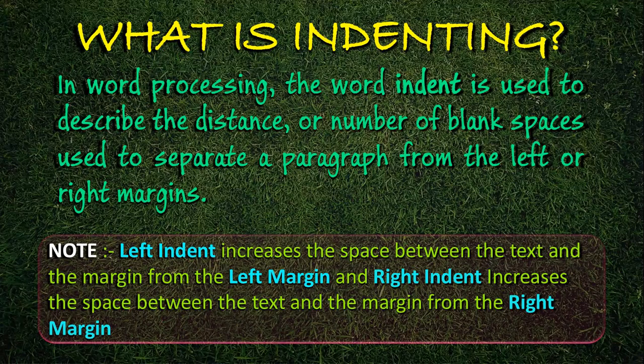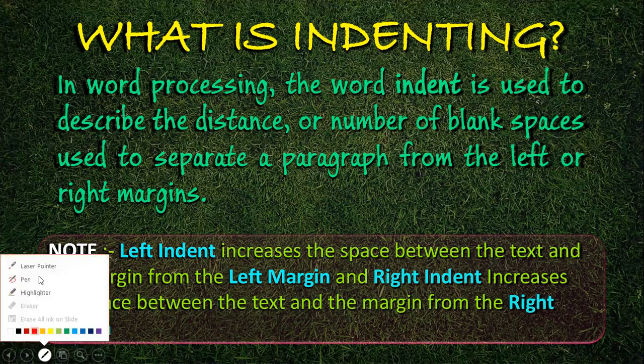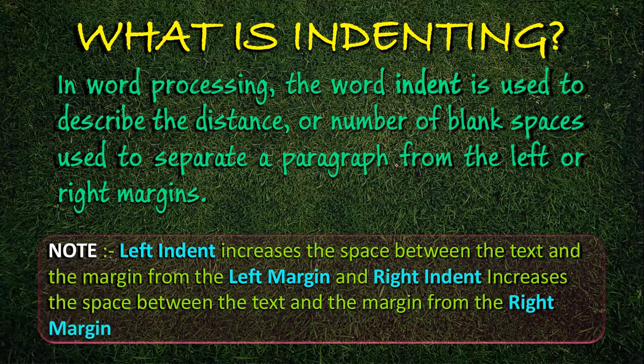Now, one point to be noted is that here we are talking about the space between the left or right margin and the text, not the edge of the page. So the space between the margin and the text is known as indenting space. Now there are two types of indentation. The first one is left indenting and the second one is right indenting.